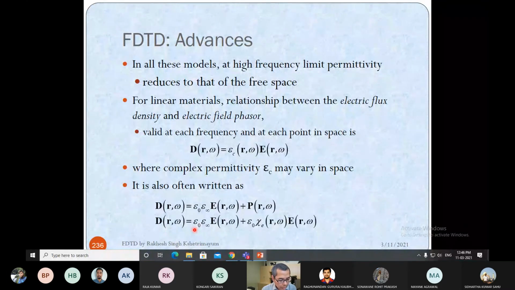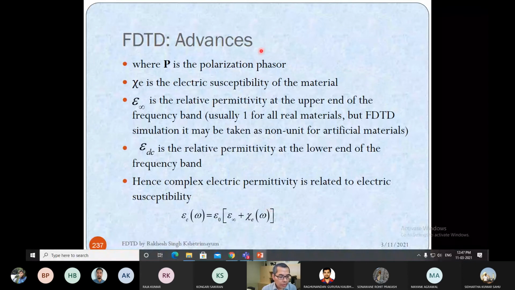So we can replace this: D is equal to epsilon 0 epsilon infinity E plus epsilon 0 chi e E. We know the relation of the polarization field with the electric field: we multiply epsilon 0 with chi e, the electric susceptibility, and the electric field, then you get the polarization field. So that's the simplification we are doing here. P is the polarization phasor. We are in frequency domain. Chi e is the electric susceptibility of the material. Epsilon infinity usually is 1 for all real materials, but in the FDTD simulation, you can take any kind of medium. So we'll just keep it as epsilon infinity. Otherwise, in most cases when you consider naturally occurring materials, epsilon infinity is 1.